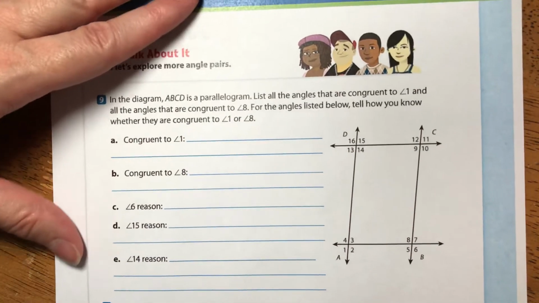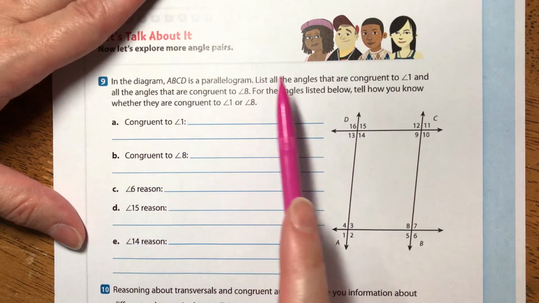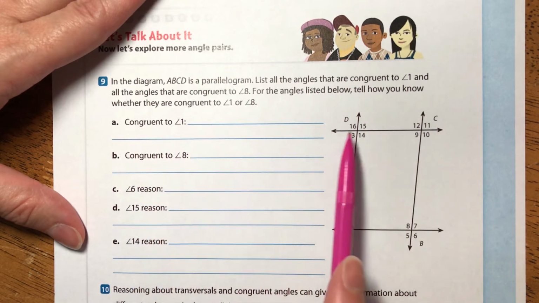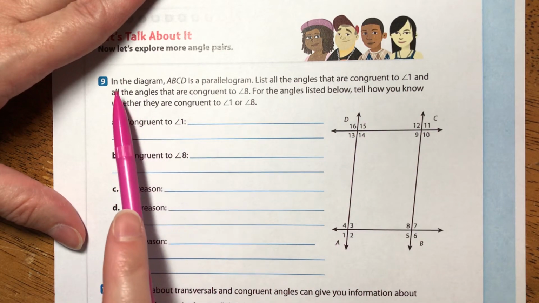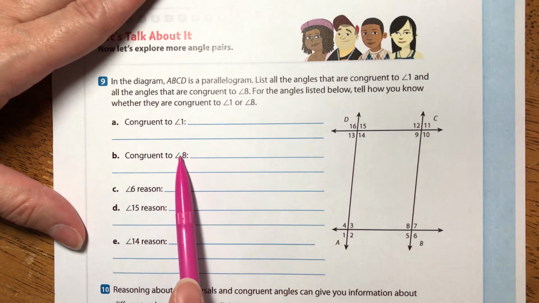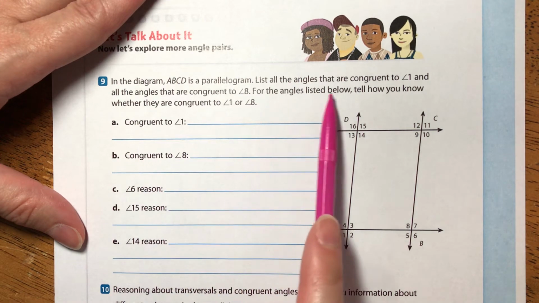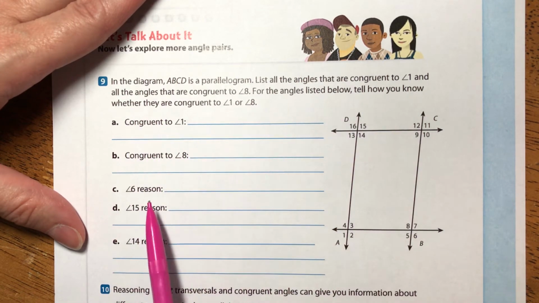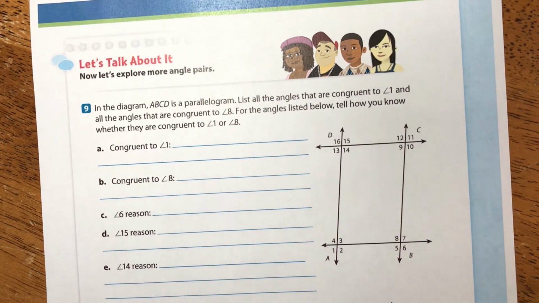This kind of does some cool stuff. List all the angles that are congruent to angle 1. So we're going to go through and find all the ones that match, and all the angles that are congruent to angle 8. And then for the angles listed below, tell how they're congruent to 1 or 8. So I'm going to look at these, those 3, and figure out how they're congruent.